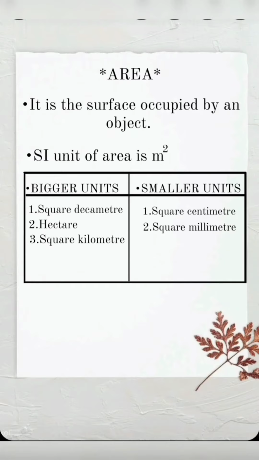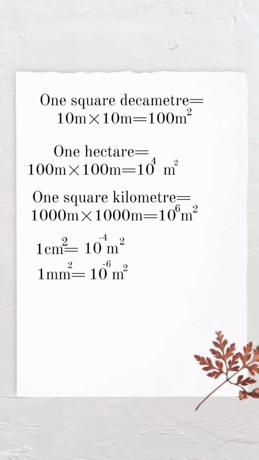So some of the bigger units of area are square decameter, hectare, and kilometer square. So 1 square decameter is the area of a square with each side measuring 10 meter. That is, 1 square decameter is 10 meter into 10 meter. That is 100 meter square.